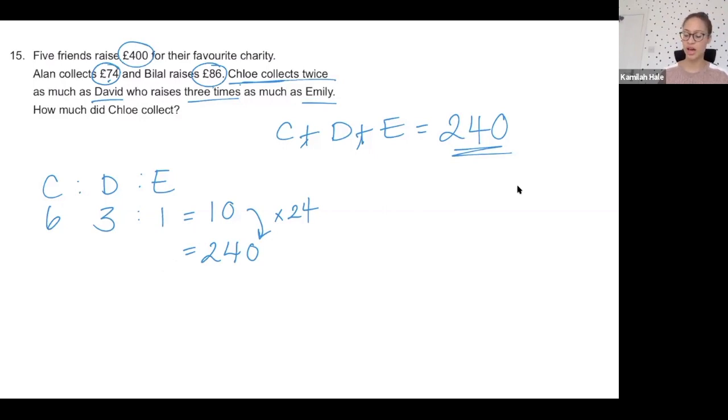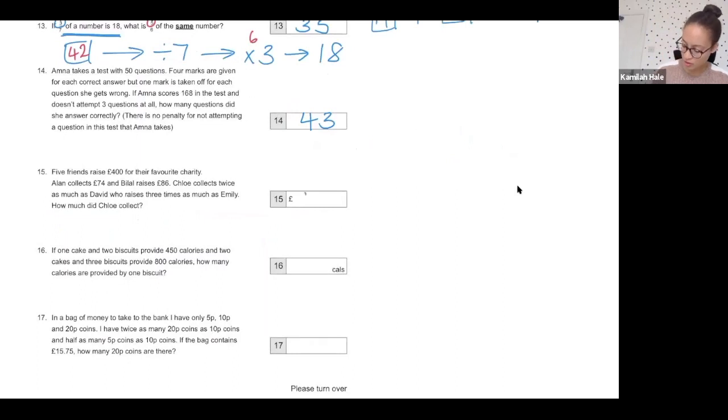And the question asks how much Chloe collected. So do you want to give me that value? Emily would be 24, 72, and yeah, 144 goes in the Chloe column. So Chloe collected £144. Good, I think lots of you got that, well done.